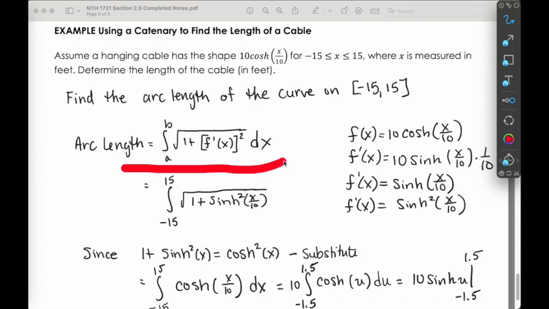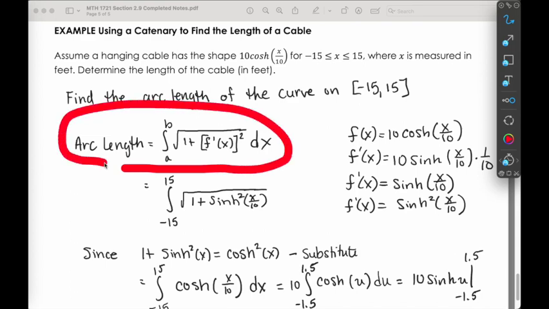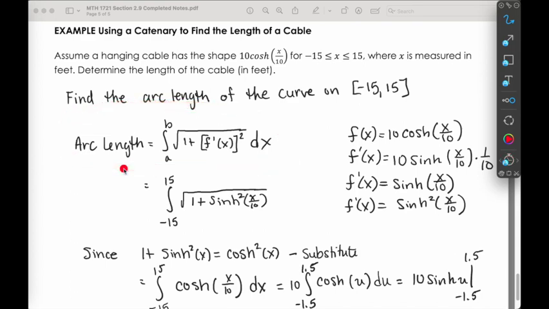Here was the formula for our arc length. I believe it was section 2.4, but I can't remember for sure. So here's our formula for arc length, what we're going to use. We're going from negative 15 to 15.